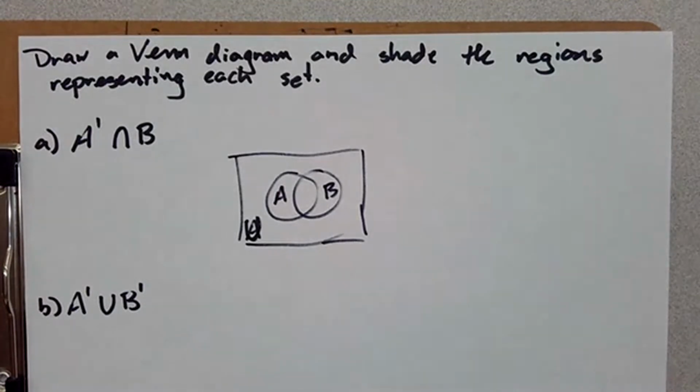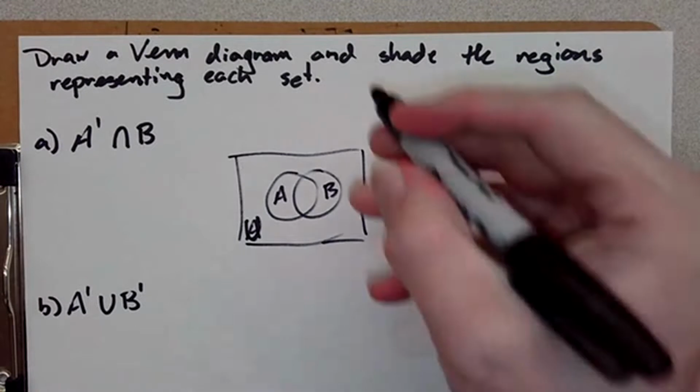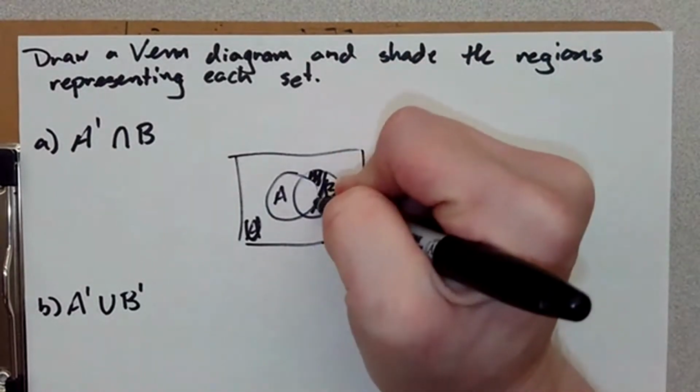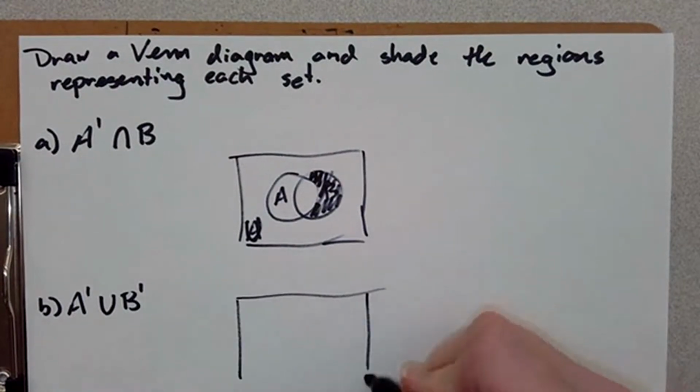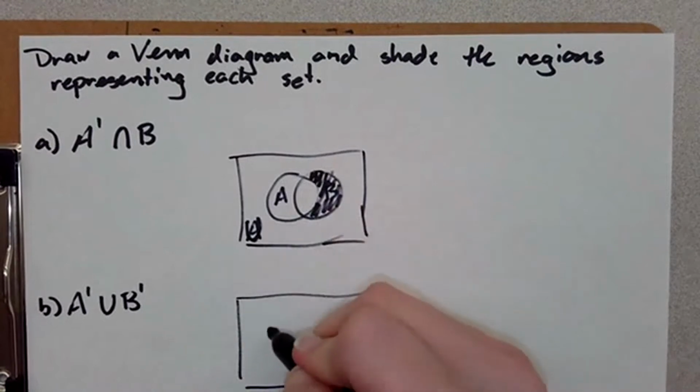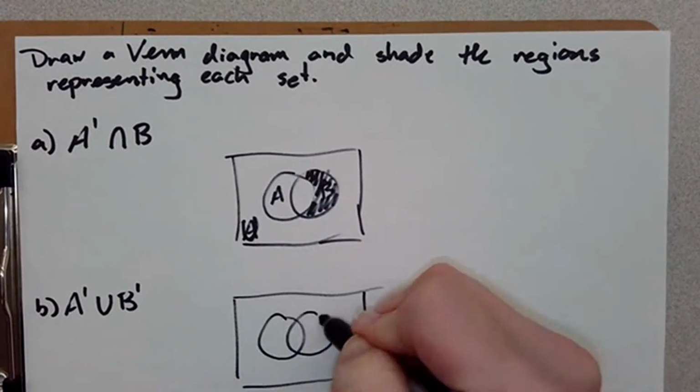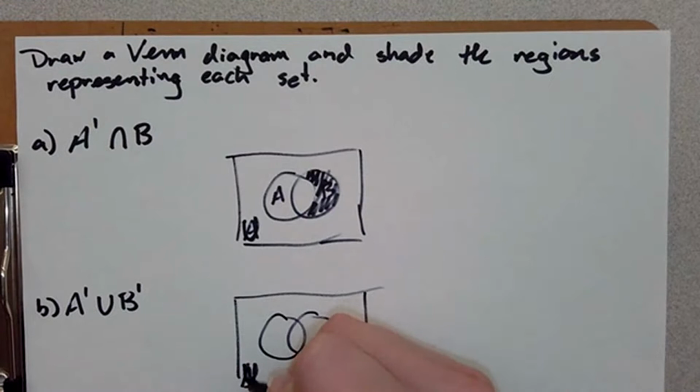So that's everything that's not in A and is also in B, and that's going to be this region right here. Then we're going to draw the same Venn diagram to start. I always do that.